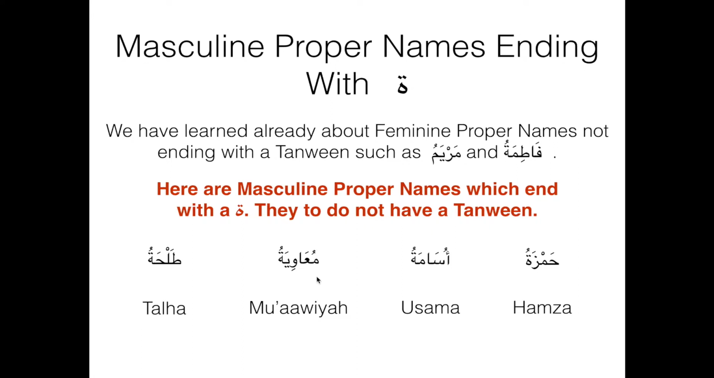Hamzatu, Usamatu, Muawiyatu, Talhatu. The way we talked about that the feminine proper names do not end with a tanween, they have no tanween. Same way, the masculine proper names that end with a ta marbuta as well do not have a tanween.